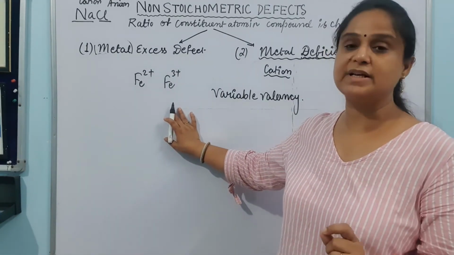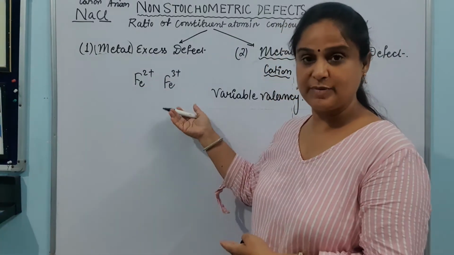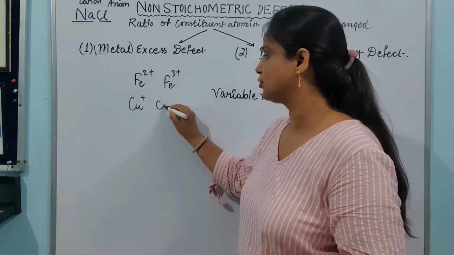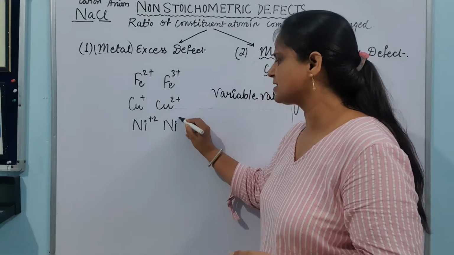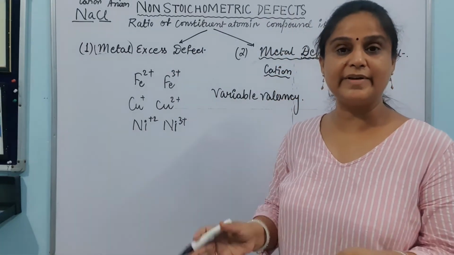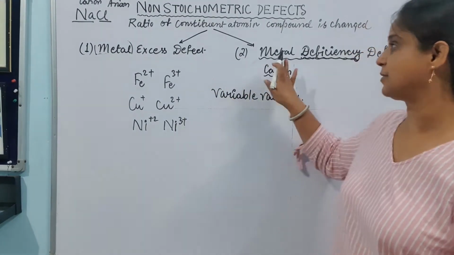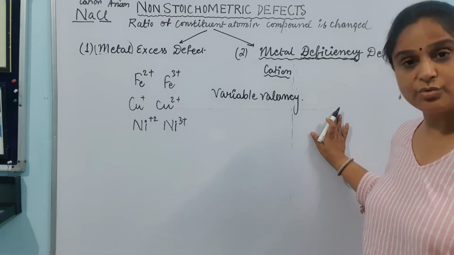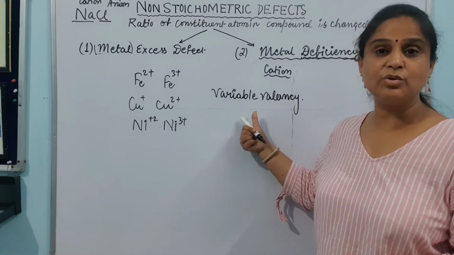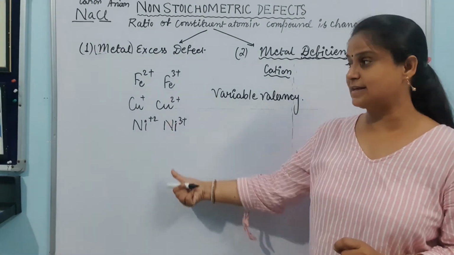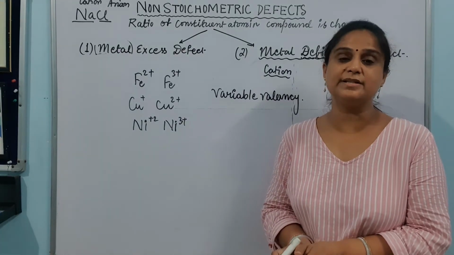In the same way, most of the transition elements show variable valency. We have some common ions like iron, Fe+2, Fe+3. We have Cu+1, Cu+2. We have nickel, Ni+2 and Ni+3. So these are some common ions which show variable valency. So these metals show variable valency, and in these types of metals we will see this type of defect called metal deficiency defect. Why it happens, how it happens, that is another thing. The main thing is where it will be found: only in those crystals which have these as a cation. The elements showing variable valency will be showing this type of defect.